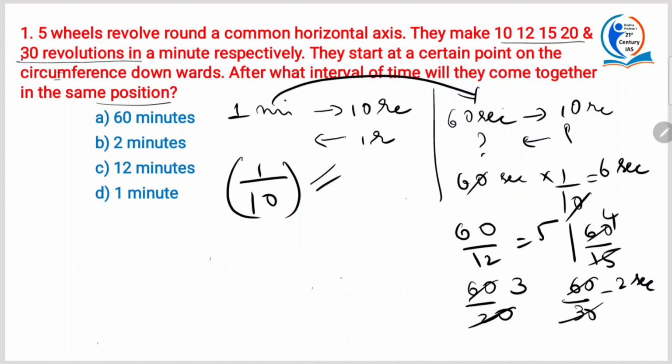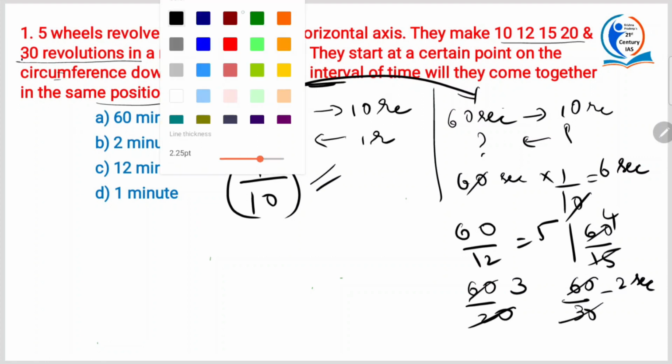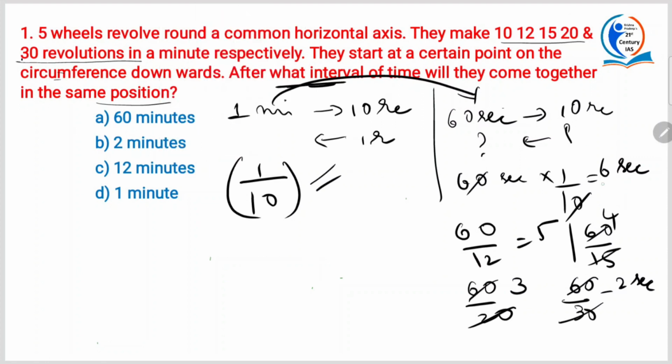Okay, now they start at a certain point on the circumference. After what interval of time will they come together in the same position? Now you have to take the LCM of these values: 6, 5, 4, 3, 2. Now, why do you have to take the LCM? You have to understand the logic behind it.